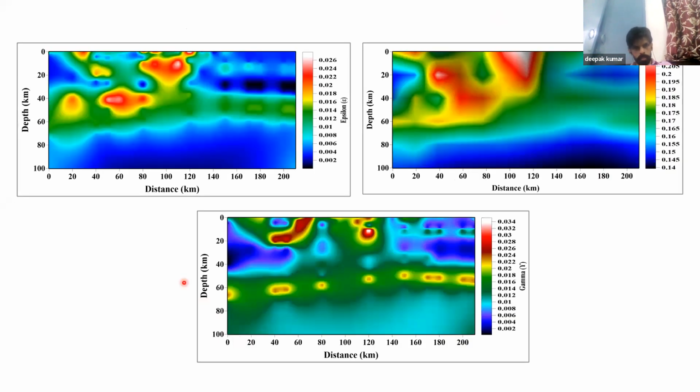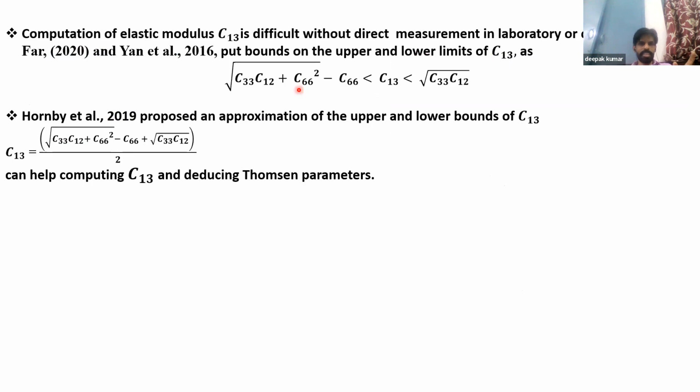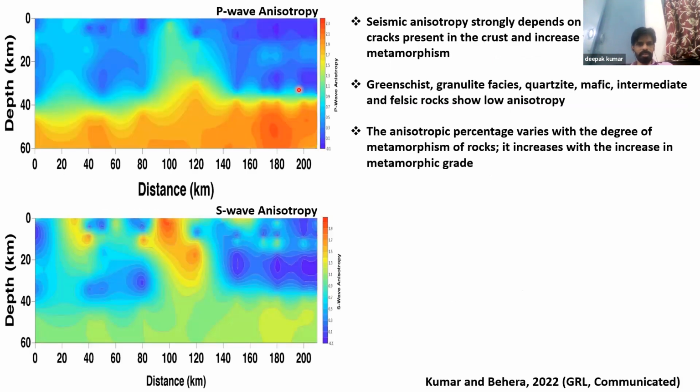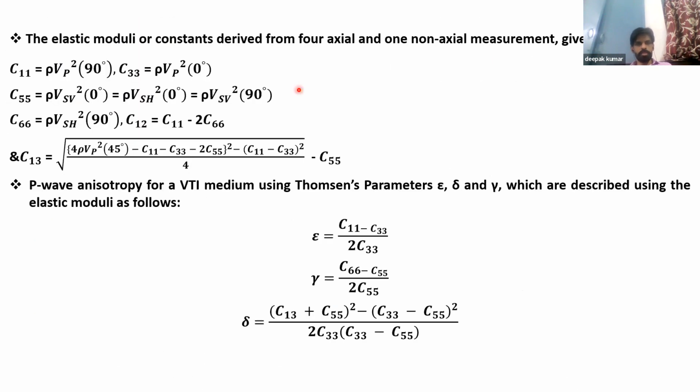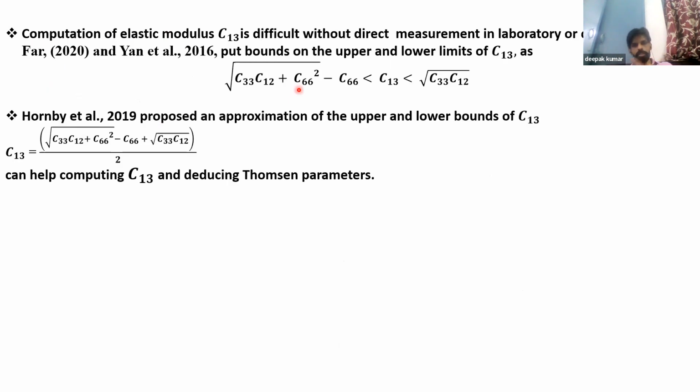Now this is a model for epsilon, delta and gamma, and the variation is shown up to 100 kilometers. The anisotropic model I showed was also done for 100 kilometers, but because I had only one day, by mistake I put this one instead. So I can send you the image separately after the talk.